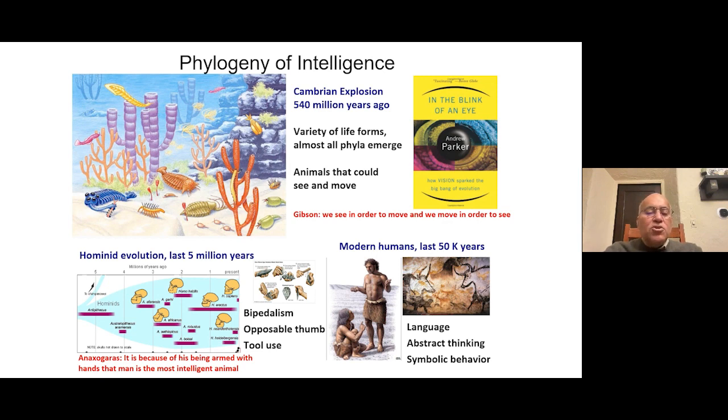And then if you come to the last 5 million years, that's when you have the development of modern humans from primates. You have the emergence of bipedalism and so on. And the opposable thumb, which meant that there was the opportunity to manipulate tools more effectively. And then in the last 100,000 years of human civilization is when we have language and so on. So if we are talking about intelligence, for most of evolutionary time, intelligence has meant the ability to move and the ability to see and the coupling between the two.